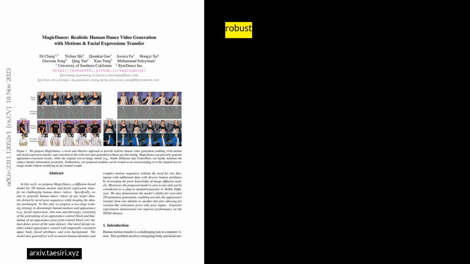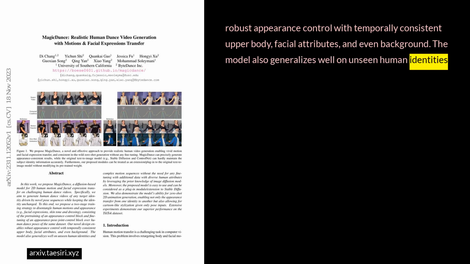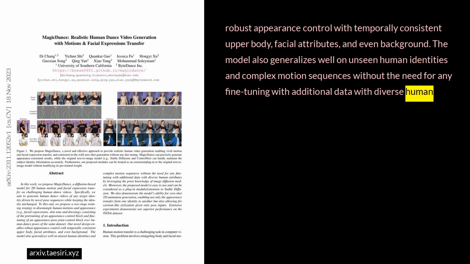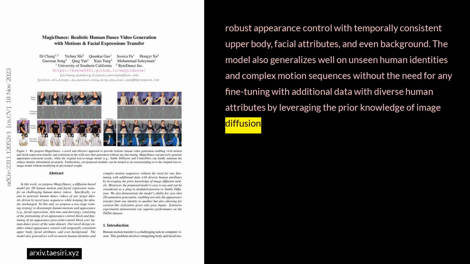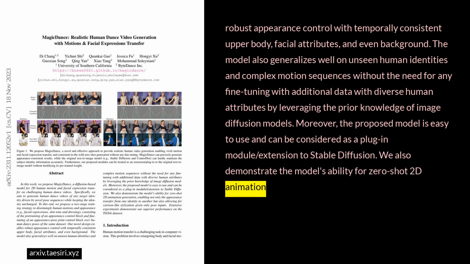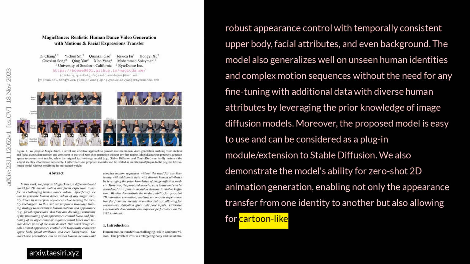Our novel design enables robust appearance control with temporally consistent upper body, facial attributes, and even background. The model also generalizes well on unseen human identities and complex motion sequences, without the need for any fine-tuning with additional data with diverse human attributes, by leveraging the prior knowledge of image diffusion models. Moreover, the proposed model is easy to use and can be considered as a plug-in module extension to Stable Diffusion. We also demonstrate the model's ability for zero-shot 2D animation generation, enabling not only the appearance transfer from one identity to another, but also allowing for cartoon-like stylization, given only pose inputs. Extensive experiments demonstrate our superior performance on the TikTok dataset.